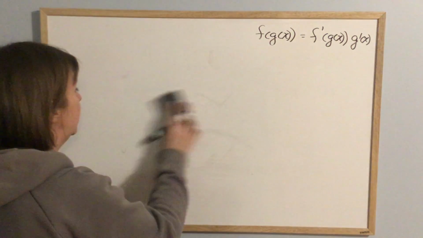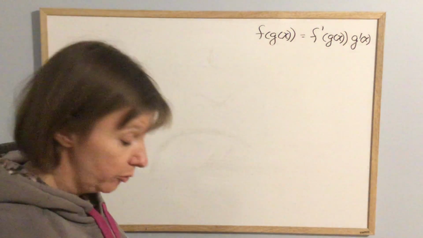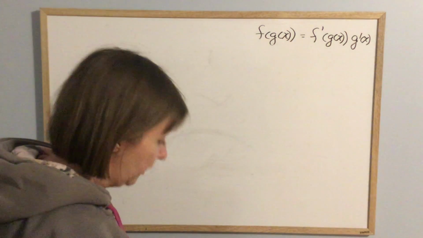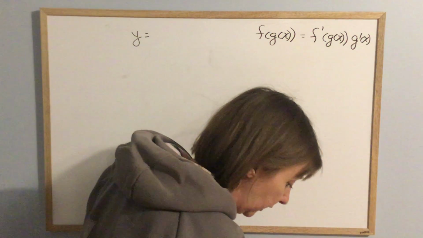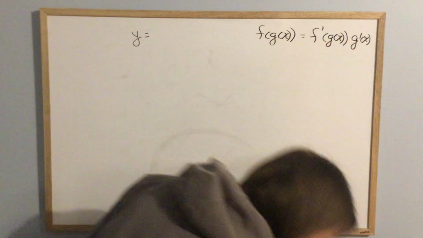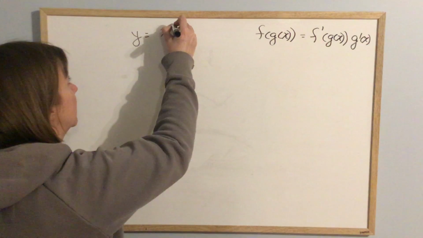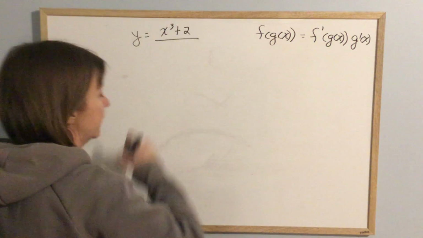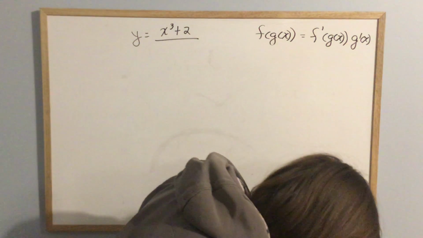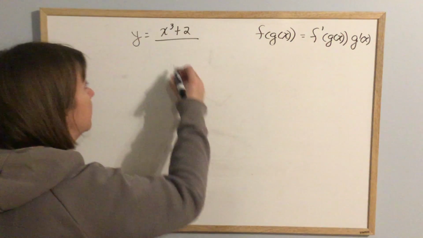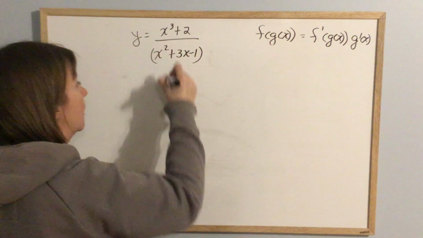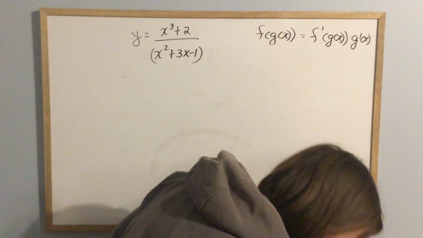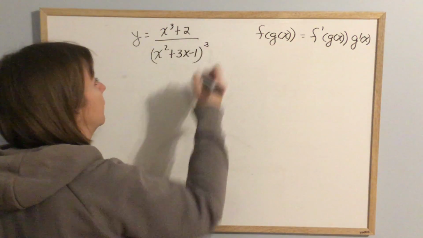So part B, as you would expect, says y is equal to x cubed plus 2 on the top. And of course, it's a fraction. So on the bottom, x squared plus 3x minus 1, all with the exponent of 3.